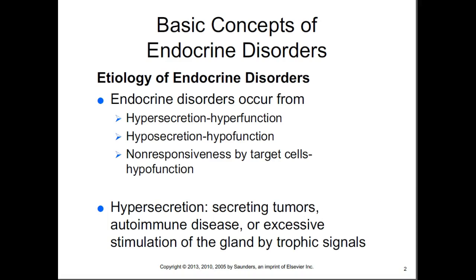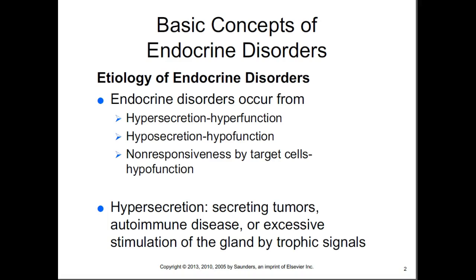All right, so some of the basic concepts of the endocrine disorders include hypersecretion or hyperfunction, hyposecretion and hypofunction, and then non-responsiveness by target cells, which basically leads to a type of hypofunction. Hypersecretion is usually seen with a tumor that secretes a particular hormone. So you might see a pituitary adenoma that secretes prolactin, and a prolactin-secreting adenoma is going to produce probably breast milk in a female. In a pituitary adenoma that secretes growth hormone, you might see something like gigantism. So we'll talk about some of those in a little bit.